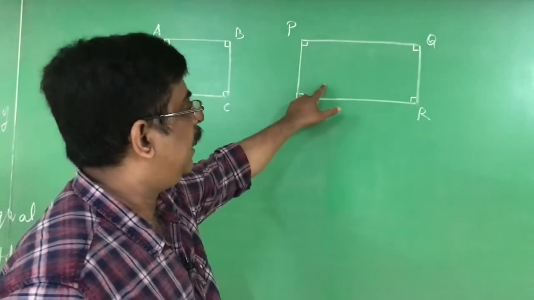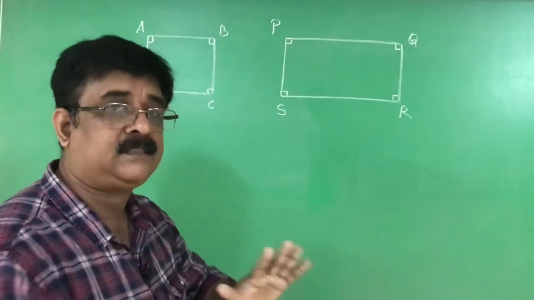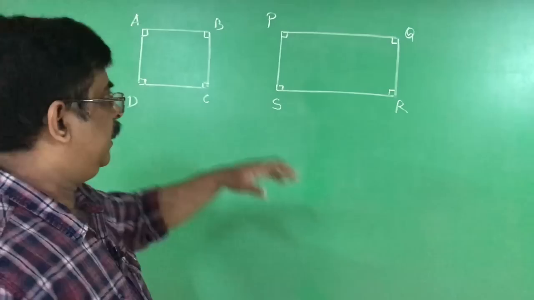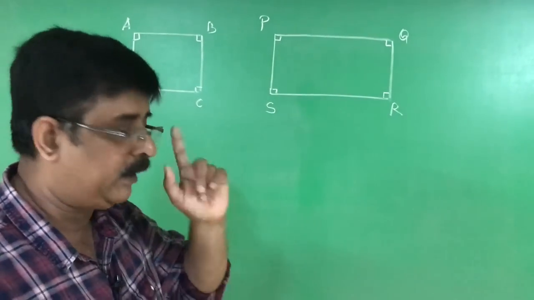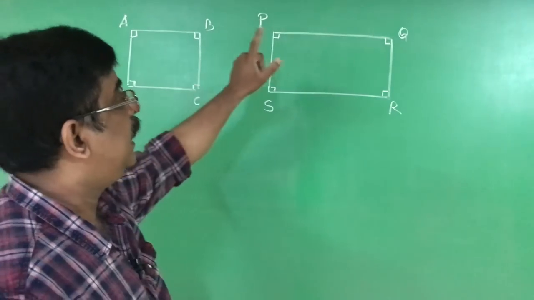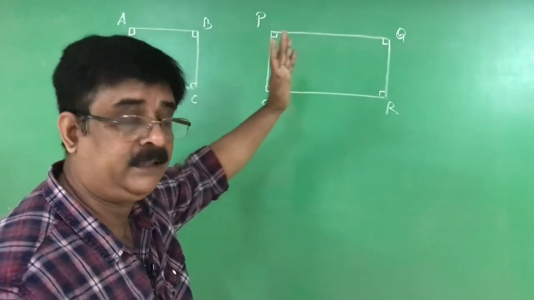Square and a rectangle are not similar. They may ask you, square and a rectangle are not similar, give reason. Even though their corresponding angles are equal, they are not similar. Why? Because their corresponding sides are not in the same ratio.